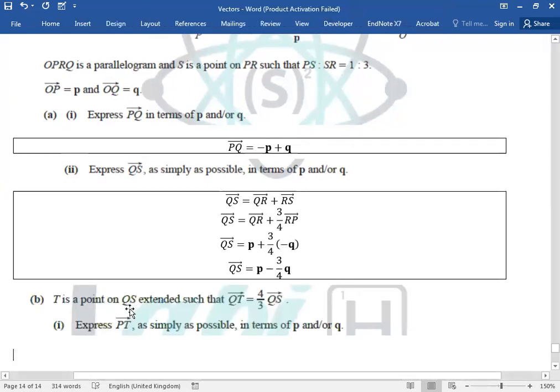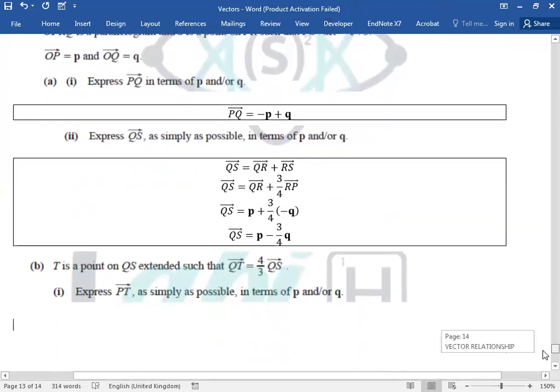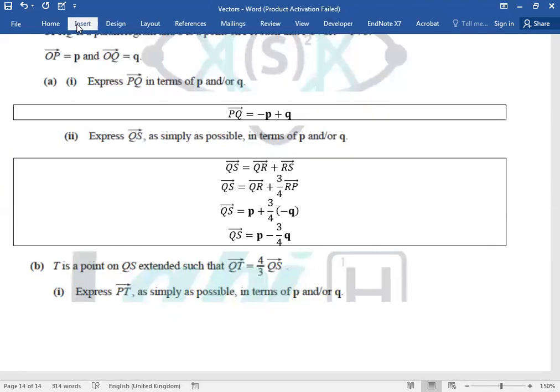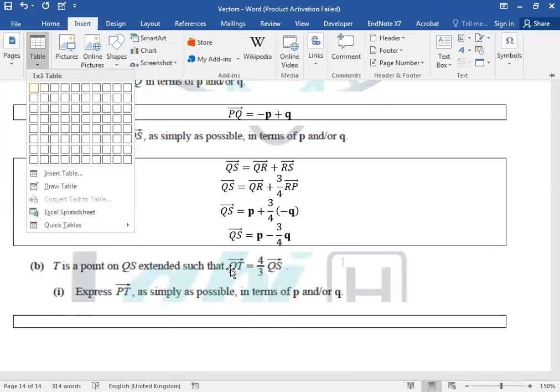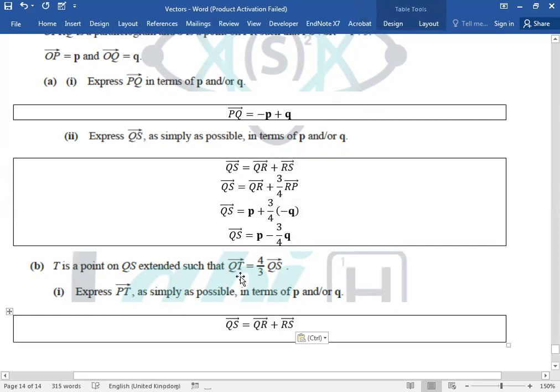T is a point on QS extended. QS को अगर मैं extend करूं तो एक point आ जाता है T, 4/3 of QS. सही है. QS we have already found. Express PT. P से कहाँ जाना है हमें? T पे जाना है. We already know QT is 4/3 of QS और हमें P से T जाना है. Any path पहले निकालो P से T जाने के लिए. What will you do? T से कौन सा रास्ता जा रहा है? Any path Q वाला ही रास्ता है.